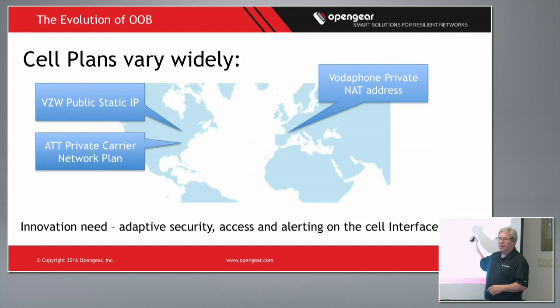So in Europe, you're primarily going to get a private NAT address. And that's the same address you get with your cell phone. My cell phone's over there, but that's the kind of private NAT address you'll get in Europe. The difficulty there is it's outbound only. How do I get to it?